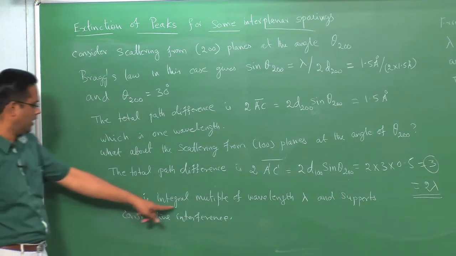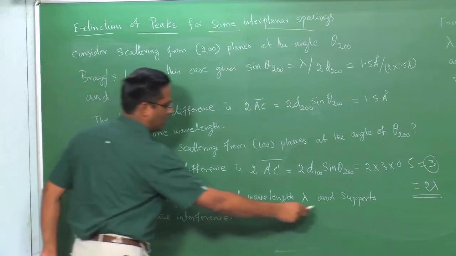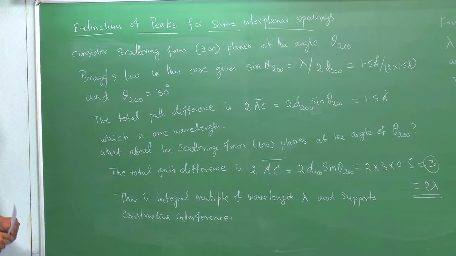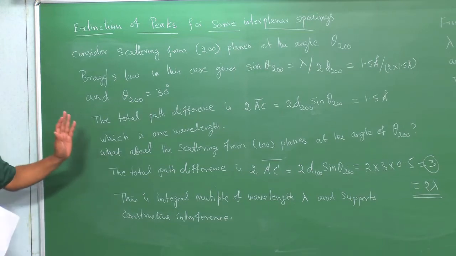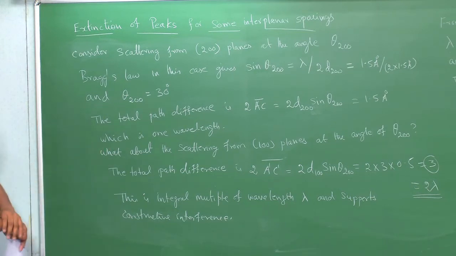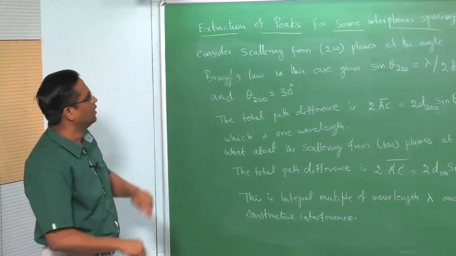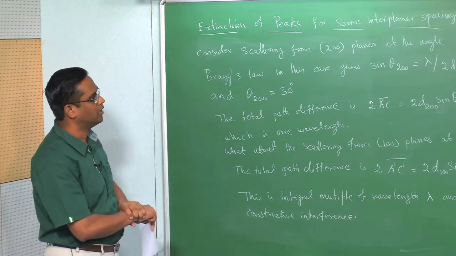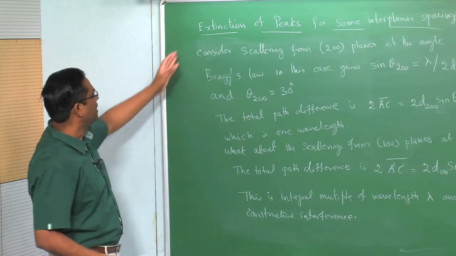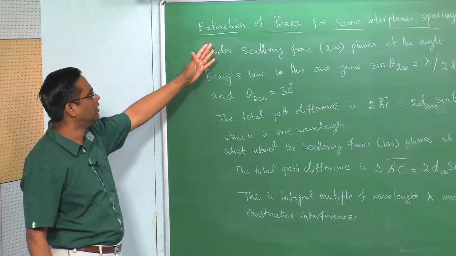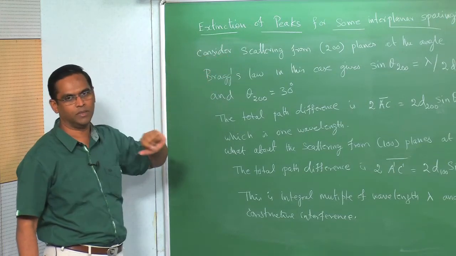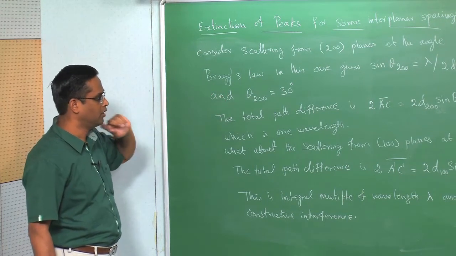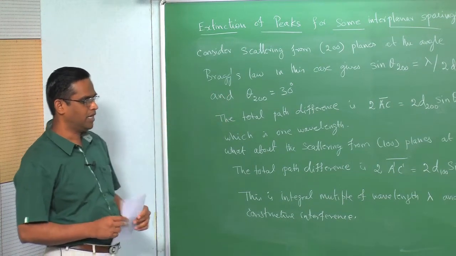which is nothing but an integral multiple of wavelength lambda and supports the constructive interference process. So, from this example we have seen how the 2 0 0 type of planes exist, and what is the meaning of extinction of certain peaks for some interplanar spacing in a cubic crystal like a BCC.